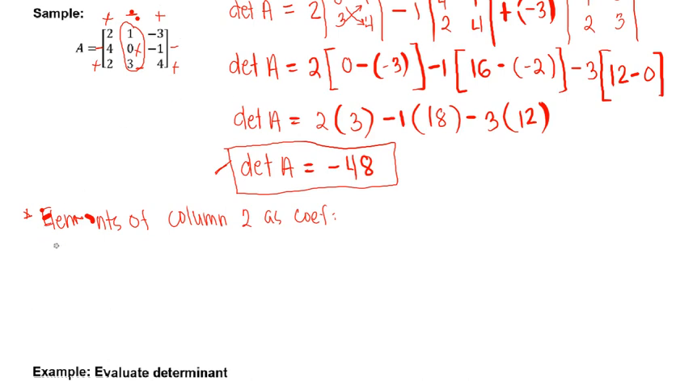So let's say elements of column 2 as coefficients. So we have determinant of A is equal to, our first coefficient is 1. So we take the sign, that is negative 1, times, if we eliminate column 2 and row 1, what's left over is 4.